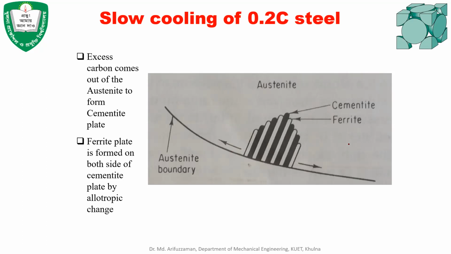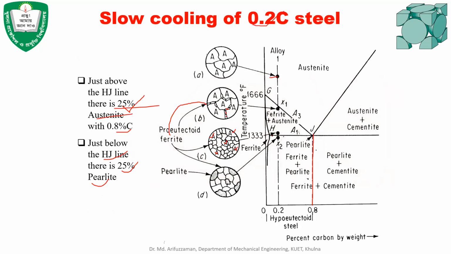For example, if we consider this a grain of austenite, at some point cementite starts to form. The black region is the cementite, and on both sides of the cementite, ferrite starts to accumulate, and this propagates throughout the grain, this way and this way. That is how you get a mixture of ferrite and cementite. Cementite is iron carbide, Fe3C, and ferrite is alpha. So this is the mixture. Pearlite is the mixture of ferrite and cementite, and that's what is produced from the austenite.